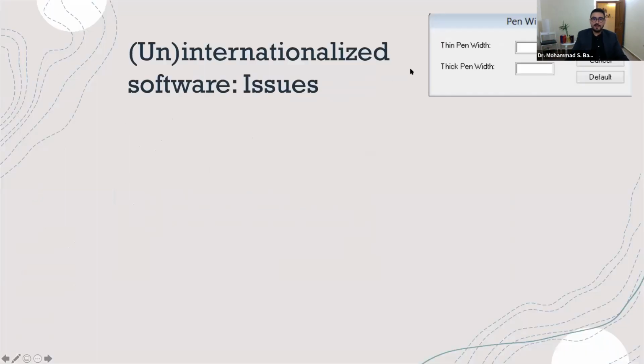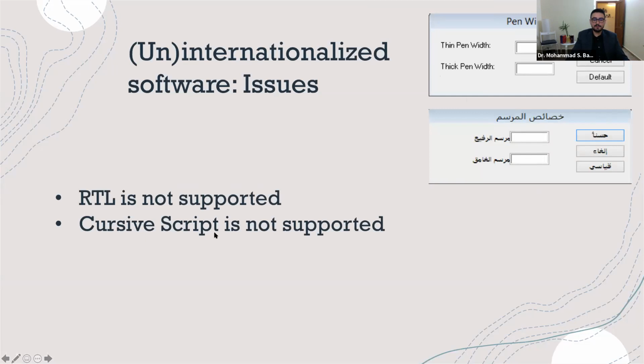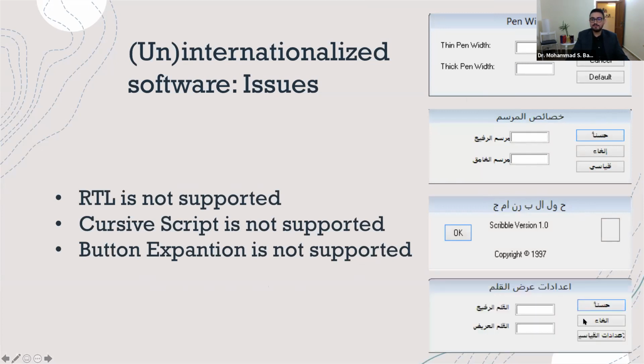Again, if I have this software application that needs to be localized into Arabic, and the software does not allow right to left layout, the application will look like this. We have the same exact layout, which does not look Arabic at all. Number two, if cursive script is not supported, we will have disconnected letters in the software application after it's localized. And lastly, if button expansion is not supported, then you will get the following.